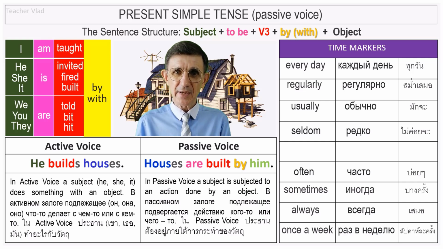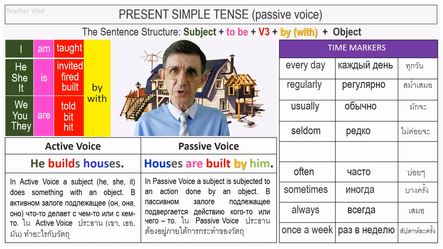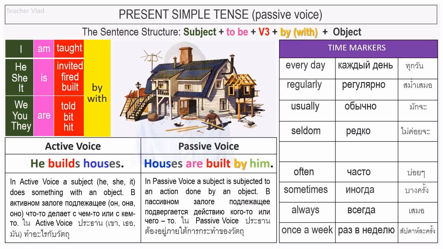Active voice: he builds houses. Looking at this sentence, we see that in the active voice, a subject does something with an object. A subject is active. An action goes from left to right, from a subject to an object. Passive voice: houses are built by him. Here, we see that a subject is subjected to an action done by an object. An object is active. An action goes from right to left, from an object to a subject.